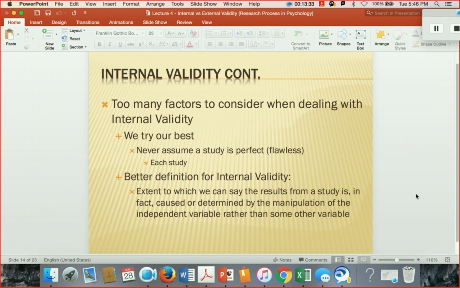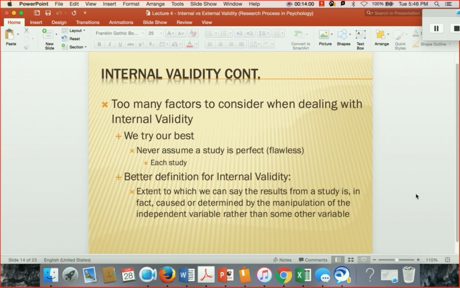So what's the best definition that we can come up with in terms of internal validity? It's the following: the extent to which we can say the results from a study are, in fact, caused or determined by the manipulation of the independent variable rather than some other variable. In other words, the confidence that I have in being able to say, I trust that my results are due to my manipulation or control and not due to other factors.